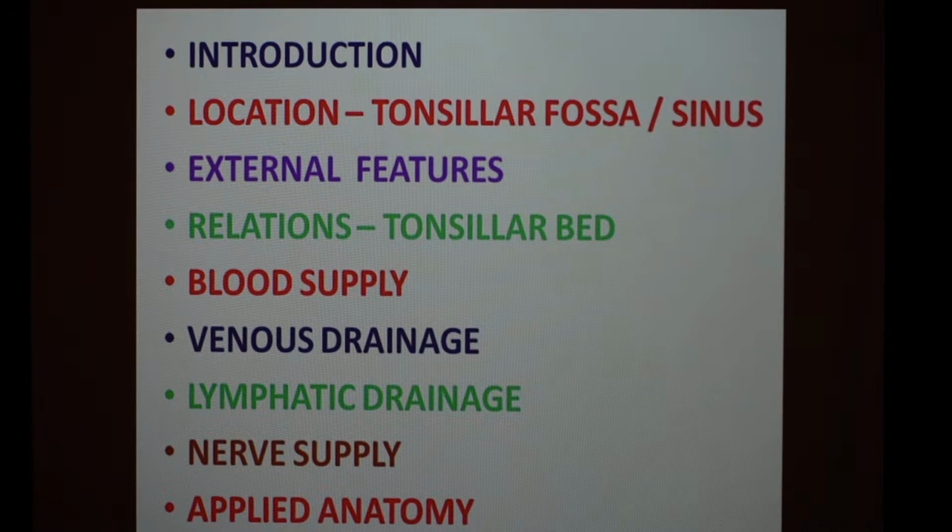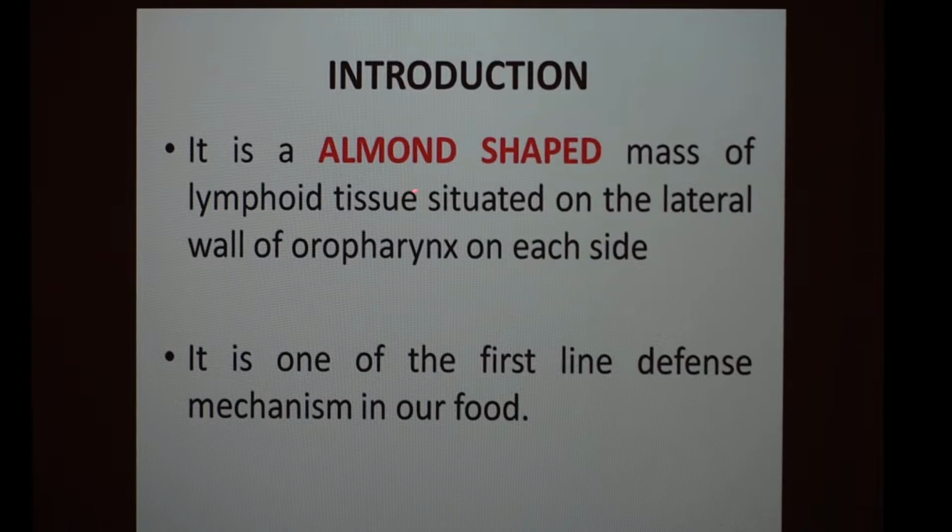So the palatine tonsil is basically, if you recall the lectures of oral cavity, you might have come across this word, that it is present between the 2 folds. So which are those 2 folds? Introduction wise, it is an almond shaped mass of lymphoid tissue situated on the lateral wall of the oropharynx on each side. This you have even seen in my previous lecture of pharynx. Also you have seen the location of this in the lecture of oral cavity.